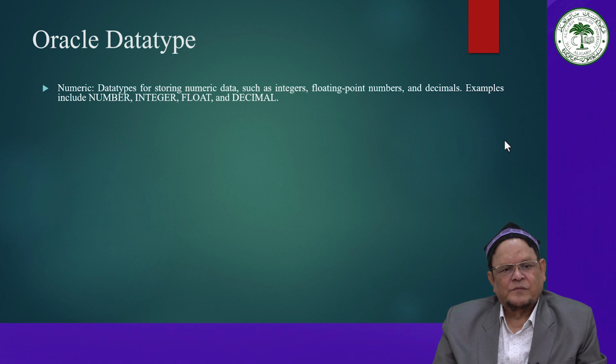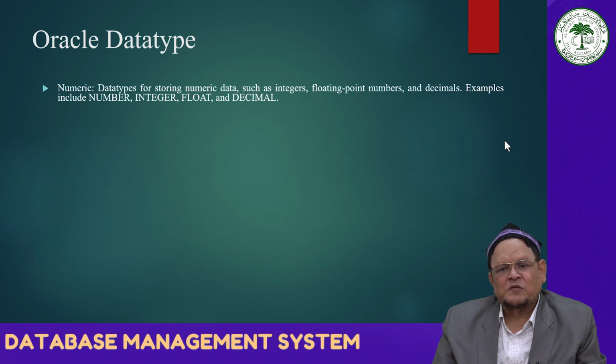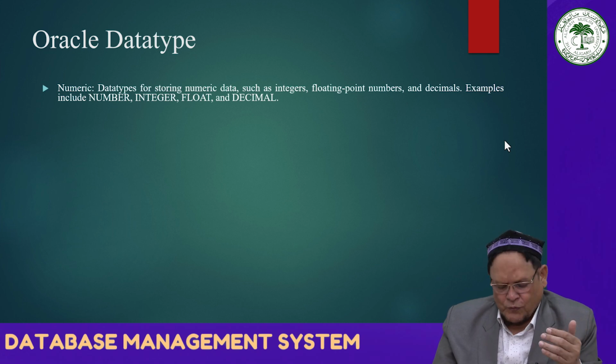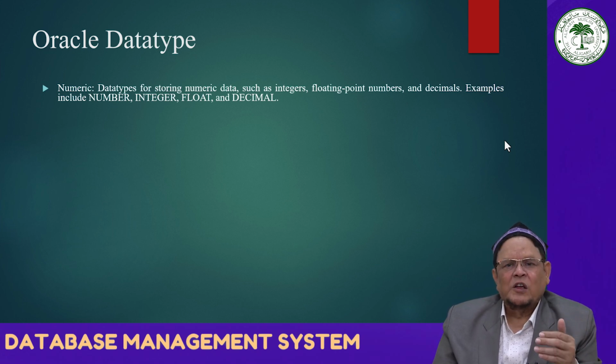Numeric: data types for storing numeric data such as integer, floating point numbers, and decimal. Examples include number, integer, float, decimal. In the same way in SQL, as in any programming language, data types must be defined here also. If you want to store data in a column, you have to define the type also.